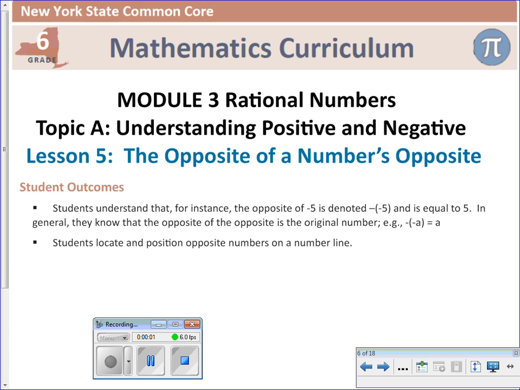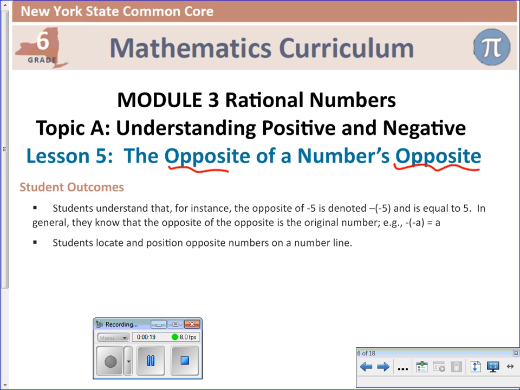Today we're looking at Module 3, Lessons 5 and 6. 5 and 6 are actually very different from each other, but we'll still be able to cover both lessons. So today we're going to look at the opposite of a number's opposite.